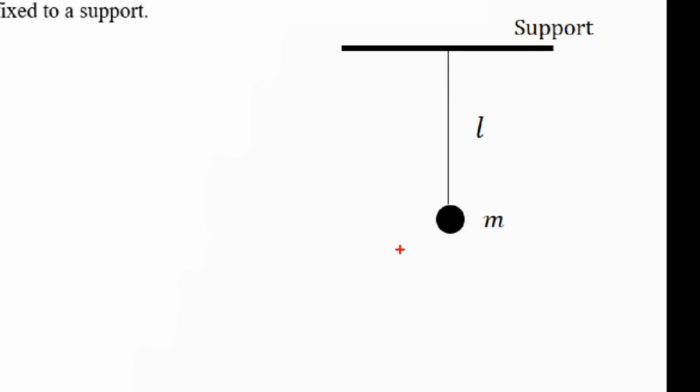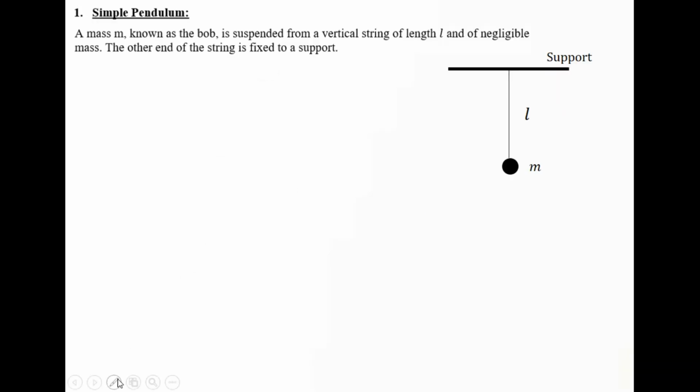Simple Pendulum. A mass M known as the bob is suspended from a vertical string of length L and of negligible mass. The other end of the string is fixed to a support. Now basically this is the bob of mass M. L would be the length of the string that is connected to a support.